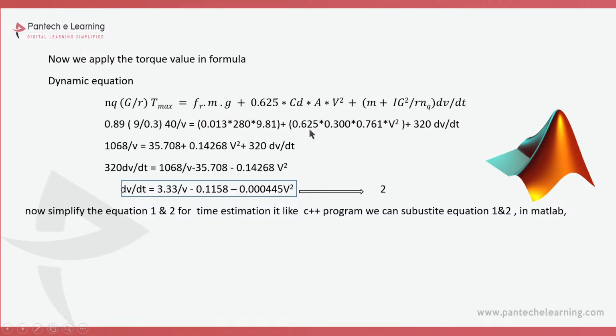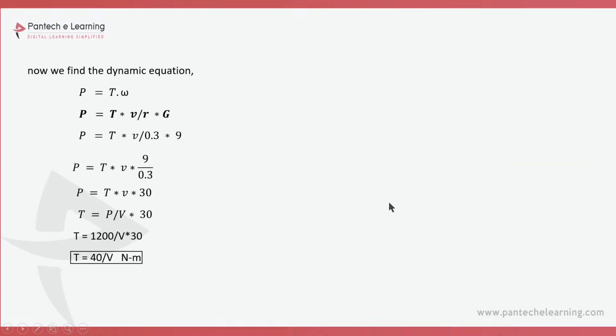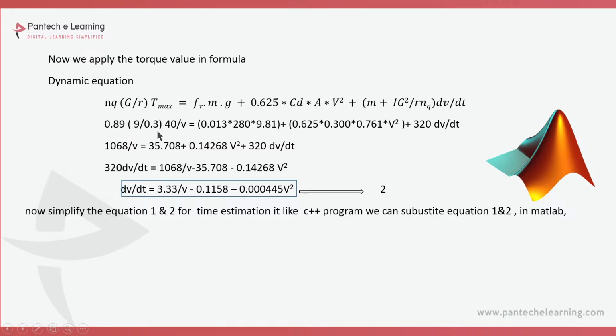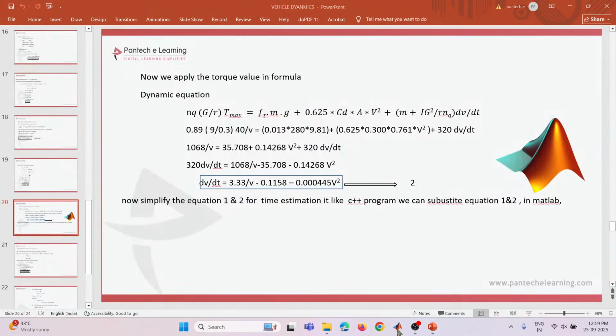Same formula, same procedure, we have to simplify that. The answer we get is 3.3 by V minus 0.00158, and 0.005 is this equation 2. For torque one, let's consider 20. Here we consider 40 by V. We have to find the critical velocity of the car, for your designed car. So now we have opened the MATLAB. Here we can open the MATLAB.